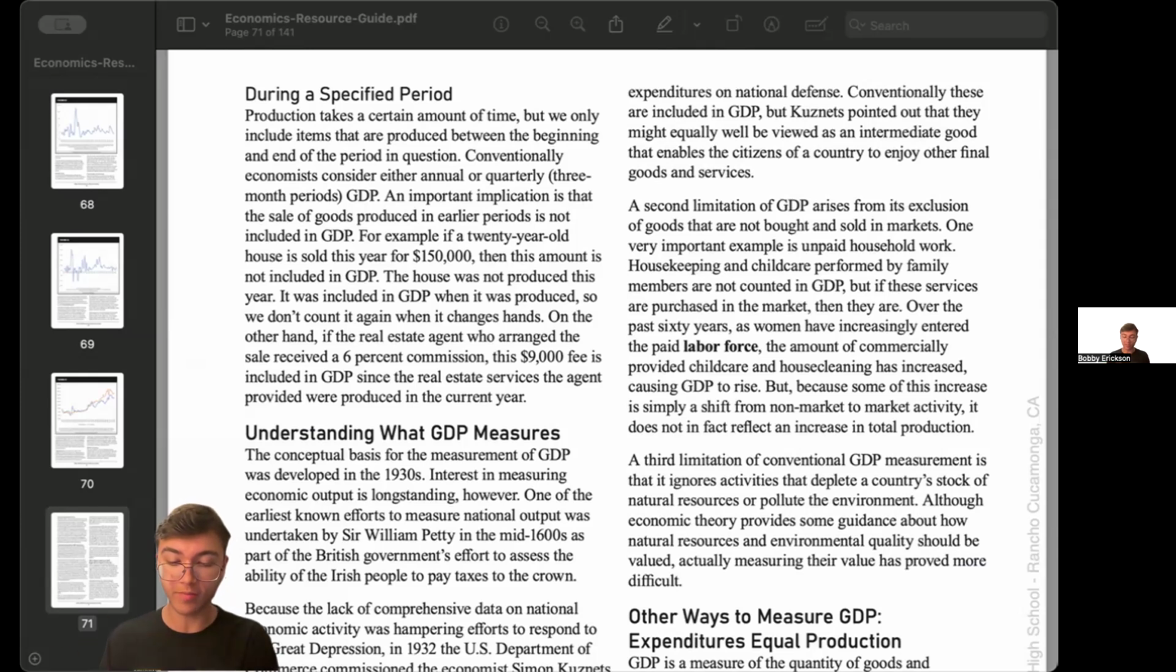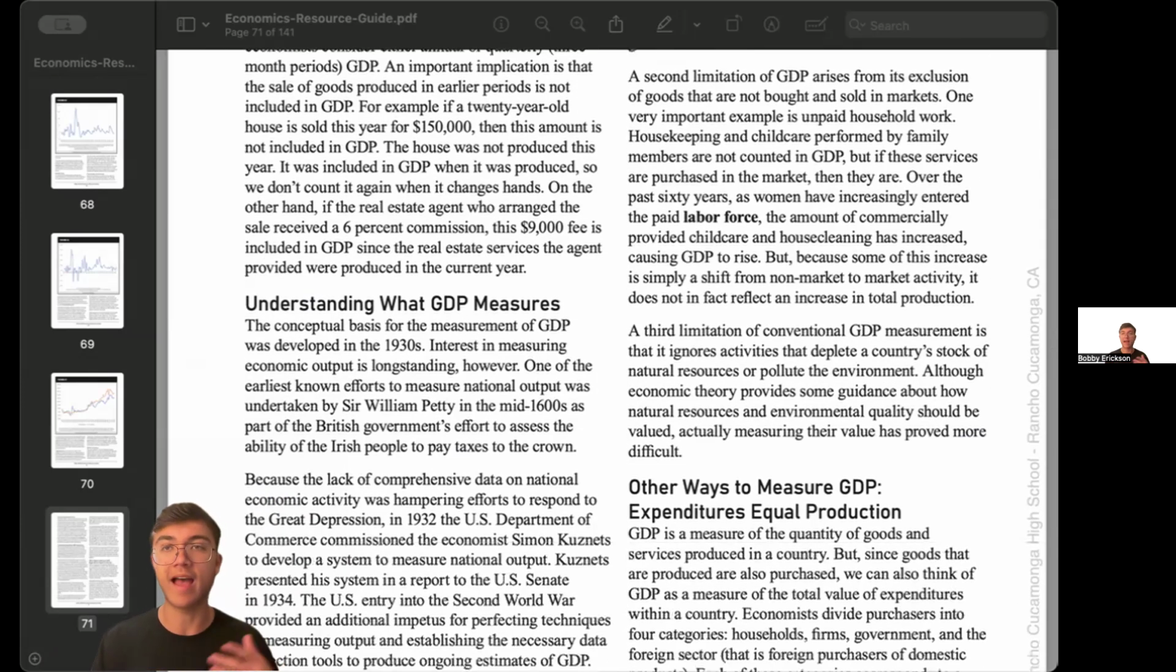But since it has shifted to market activity, it reflects in GDP, even though it doesn't show more production, even though the same thing is happening, it's just in a formal market now. Then the third limitation is that it ignores those activities that deplete the country's stock of natural resources or pollute the environment. So, how much is the environment too being impacted and it could impact future results?